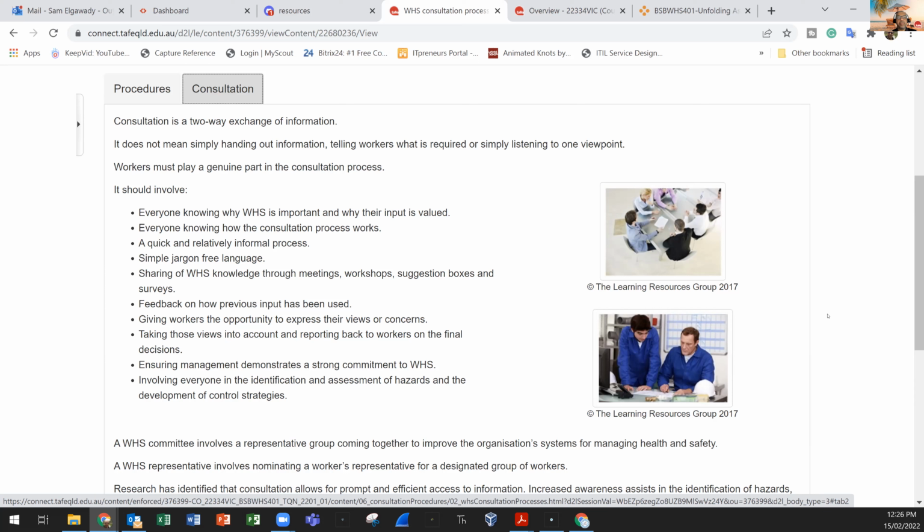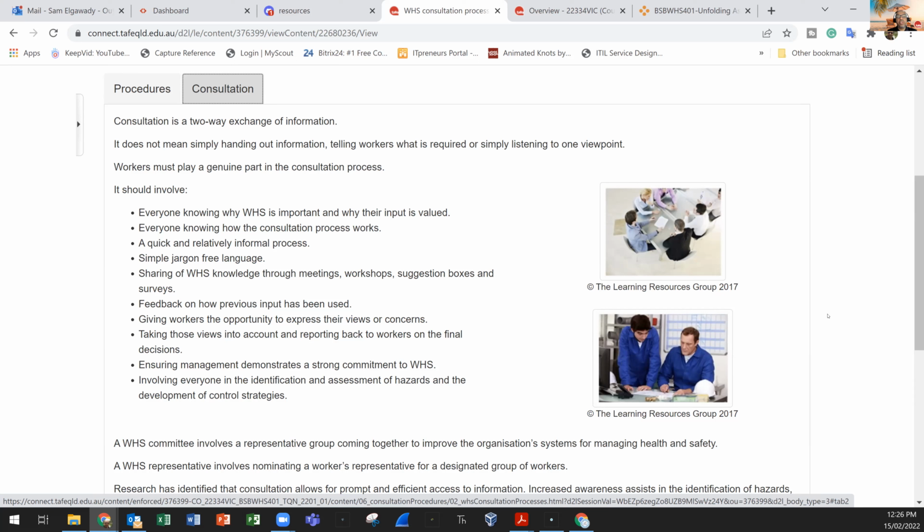Everyone knowing why WHS is important and why their input is valued. Everyone knowing how the consultation process works. A quick and relatively informal process, simple jargon-free language, sharing of WHS knowledge through meetings, workshops, suggestion boxes, and surveys. We can have other methods, as I mentioned, even emails. Feedback on how previous input has been used. So what happened to the previous input, ideas, reports, records, and so forth, incident records, and so forth.